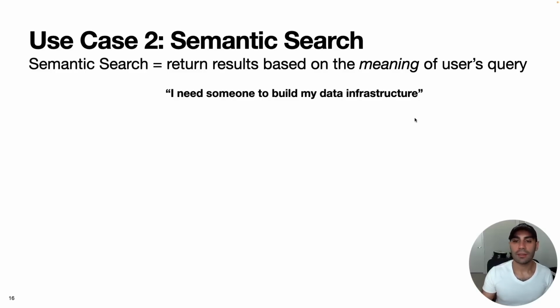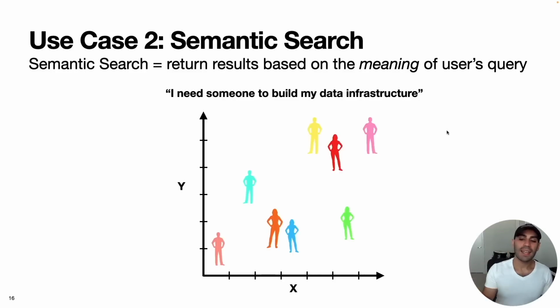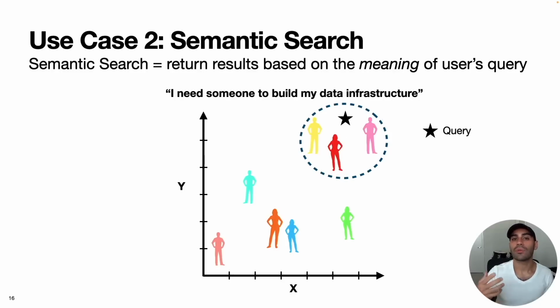And so the way this works in the context of text embeddings is that, say we have a query like, I need someone to build my data infrastructure. If we were to take everyone from our networking event once again and embed their job descriptions in this concept space here, the way we can do semantic search is we can embed the user query into this same space. And if we were to do that, the query might sit somewhere over here. Then if we wanted to return search results, we could look at the 3 nearest job descriptions and return them in our search results.